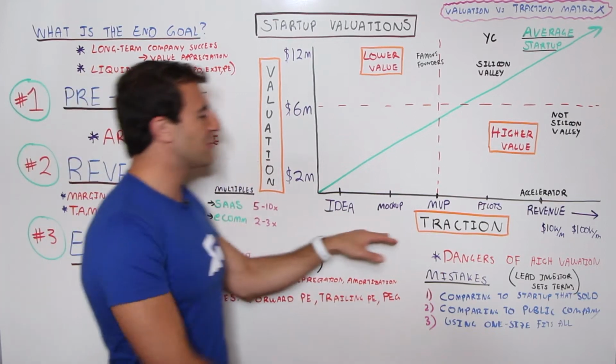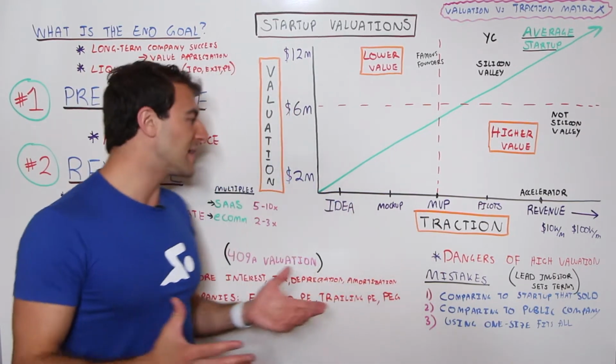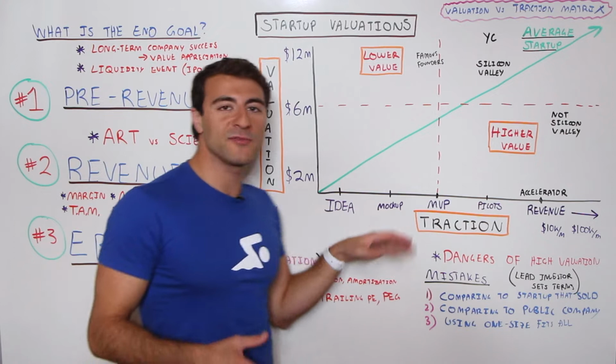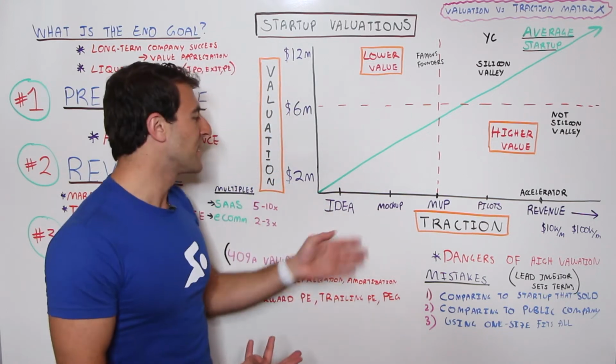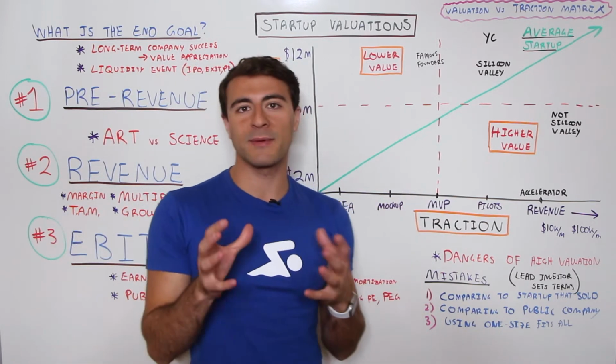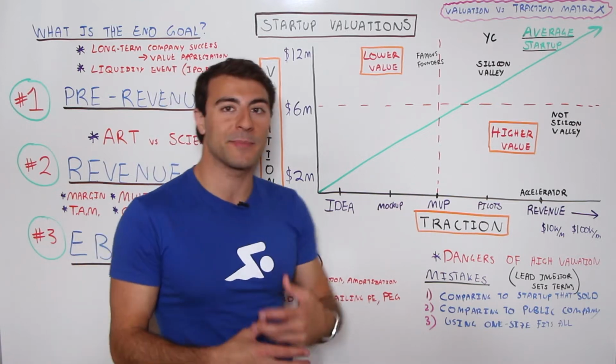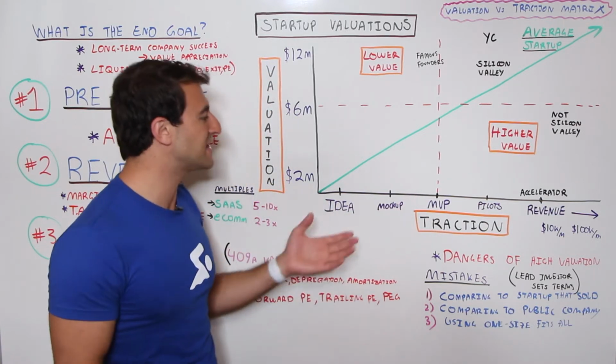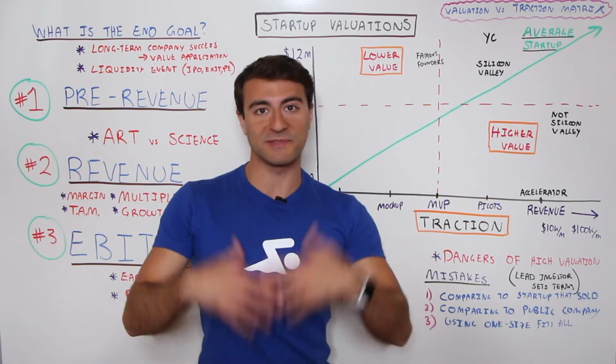On the x-axis, we have traction. What does traction mean? It could mean you have an idea. Maybe you've taken that idea and you've created a mock-up. Maybe you have a MVP, short for minimum viable product. So you have a prototype or something that people can actually look at and use in some capacity. Maybe you have pilot programs, paid pilot programs.